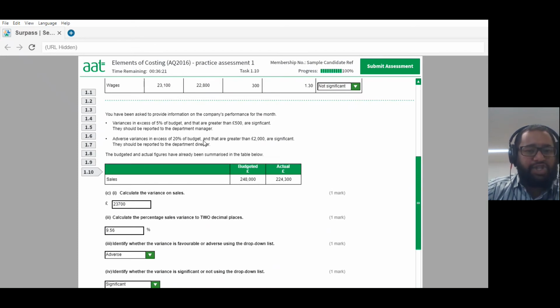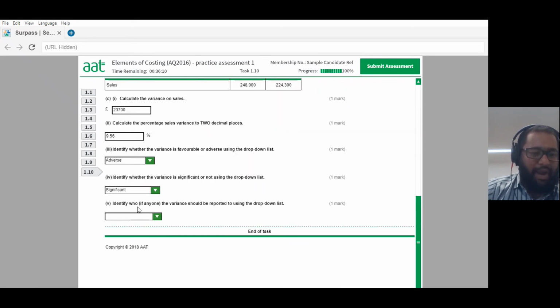So here the condition is 20% of the budget and greater than 2,000. So this condition is not met. Therefore, you don't have to go to the director, you go to the department manager. So here it needs to go to the department manager as your answer.